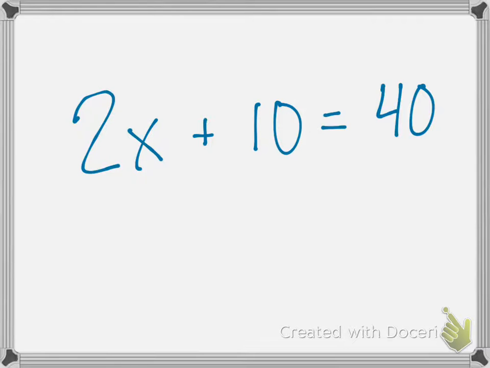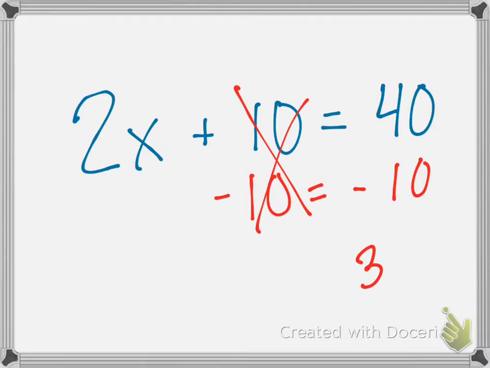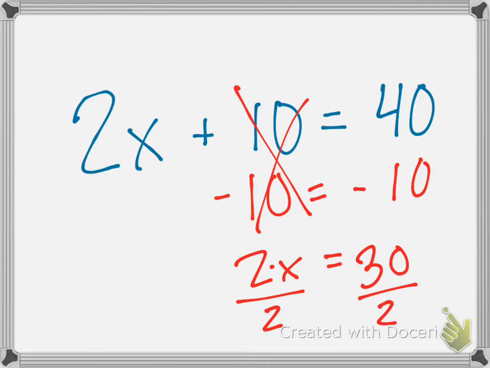There's 2 ways we could go about it. We could do our original negative 10 equals negative 10. Those go away. We get 30 equals 2x. This is multiplication, so we do division. Divided by 2. Divided by 2, we get x equals 15.